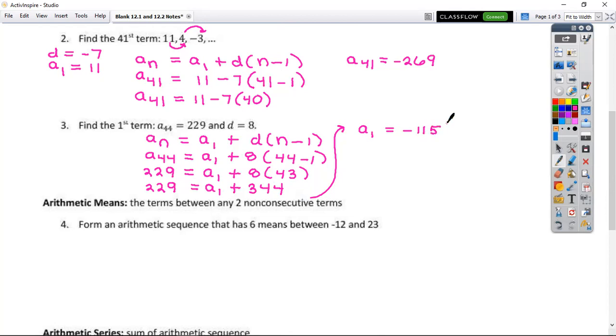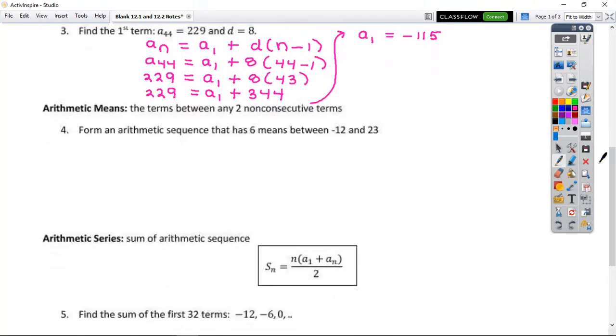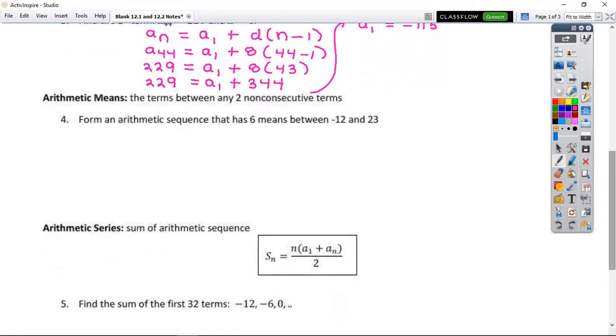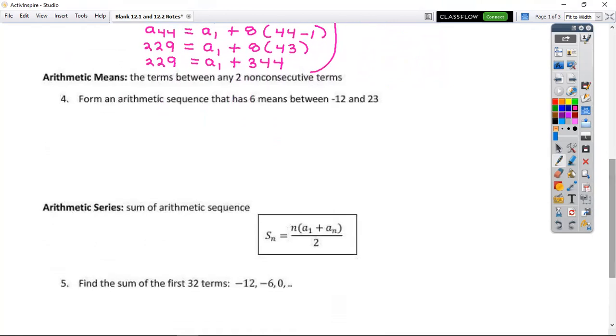All right. So your next vocabulary term here is called an arithmetic mean. And these are just going to represent the terms between any two non-consecutive terms. So you're going to be looking for the middle here, essentially. So you would like to form an arithmetic sequence that has 6 means in between those two values. This is how I like to do these. You're welcome to use whatever strategy has kind of worked in the past. So a sub 1 is equal to negative 12. And I want to find all 6 in the middle. So I want to find a sub 2.